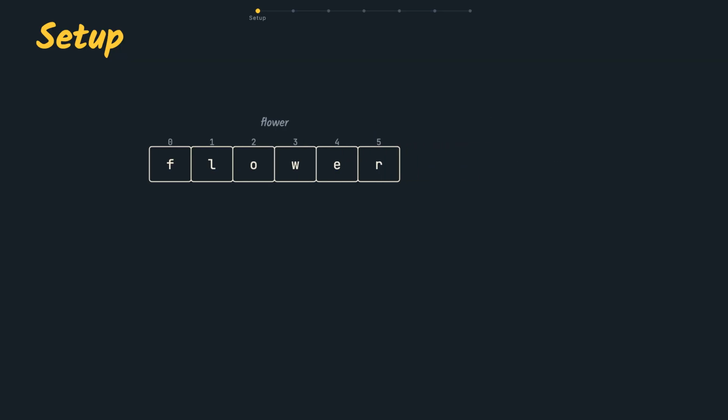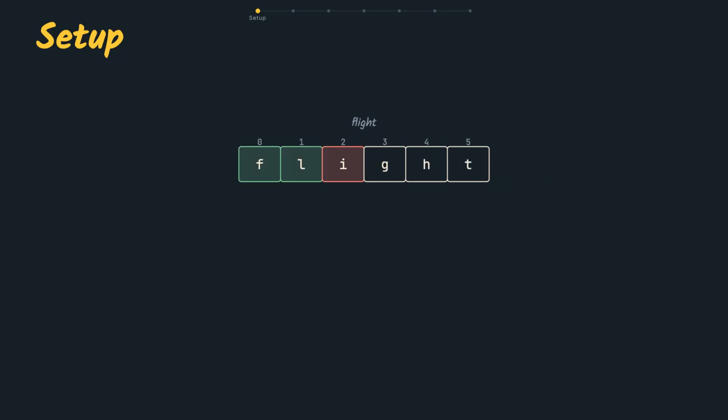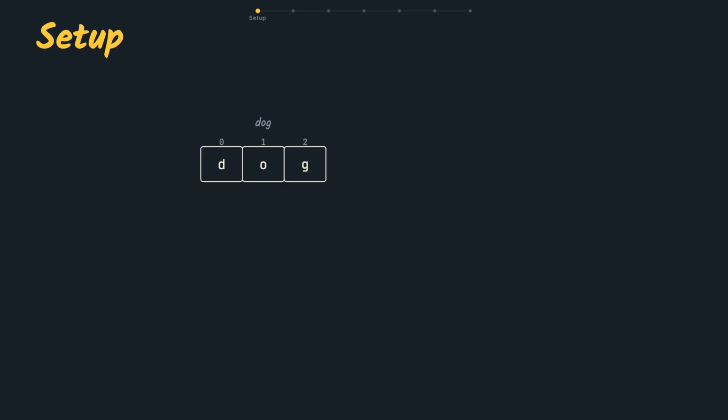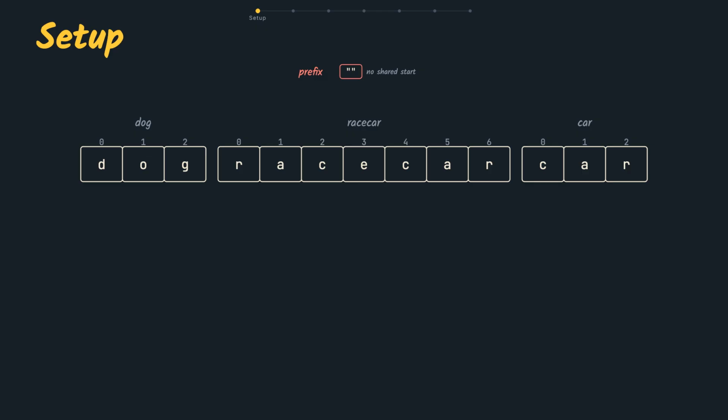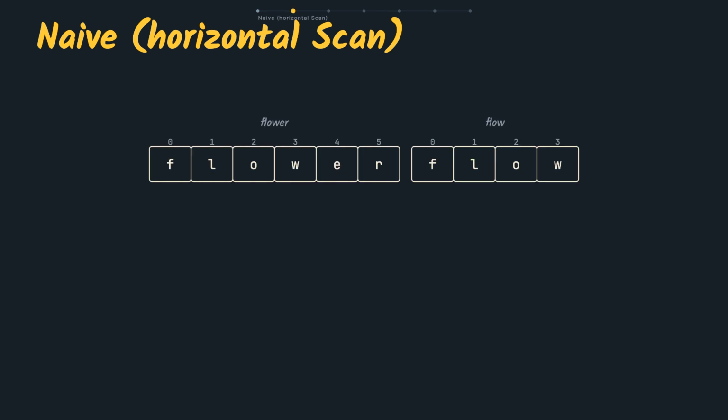The answer is "fl". Every word starts with F, then L. The third letter breaks the pattern. And if no shared letter exists at all, like dog and racecar, we return an empty string. That's the whole problem. Okay, try the obvious thing first.